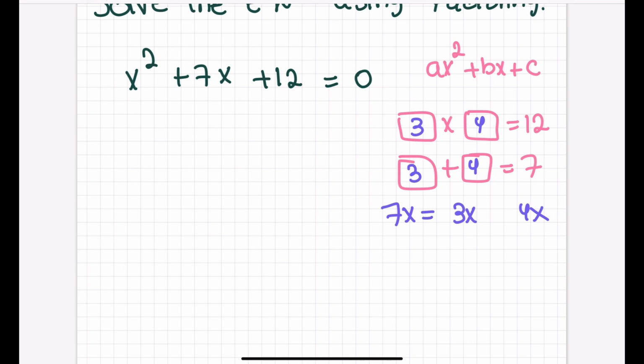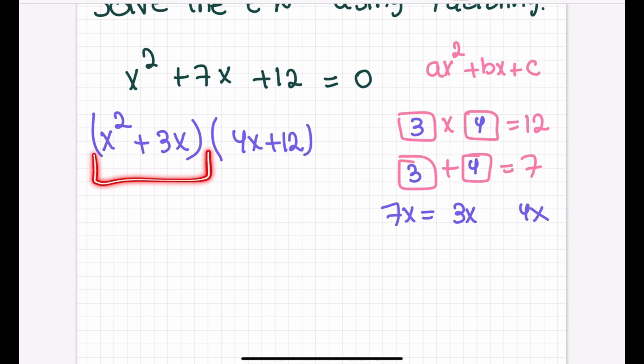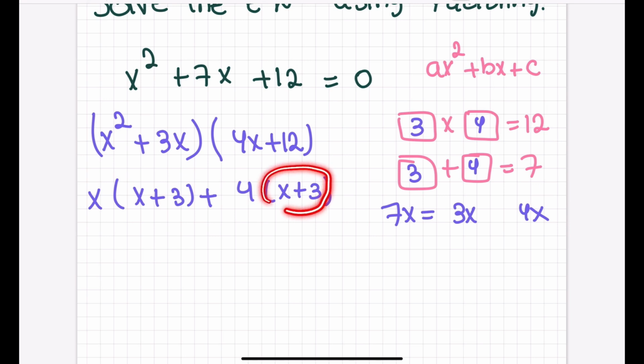So let's regroup them. I like to use x squared plus 3x, then I'm gonna use 4x plus 12. From the first bracket, I can factor x. So I'm gonna have x plus 3, plus, from the second bracket, I can factor 4. So I'm gonna also have x plus 3 here. Since these two brackets match, both of them are x plus 3, that means my solution is correct. So I'm gonna have x plus 4 and then x plus 3.